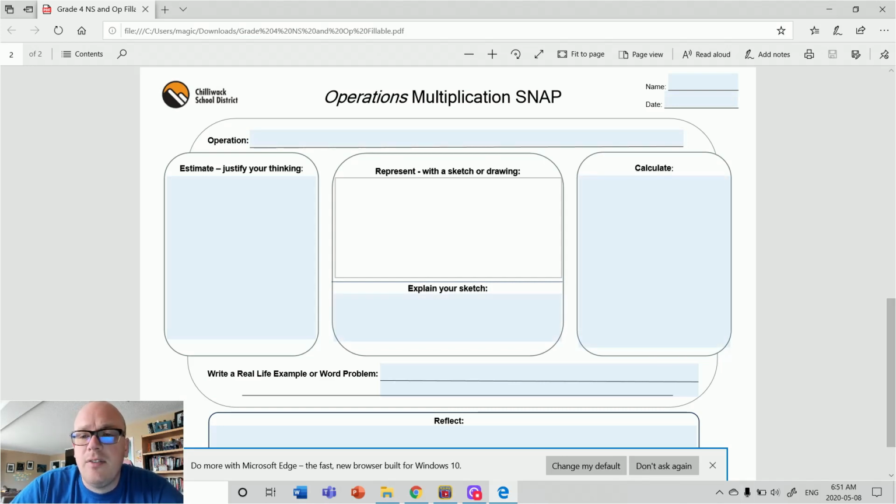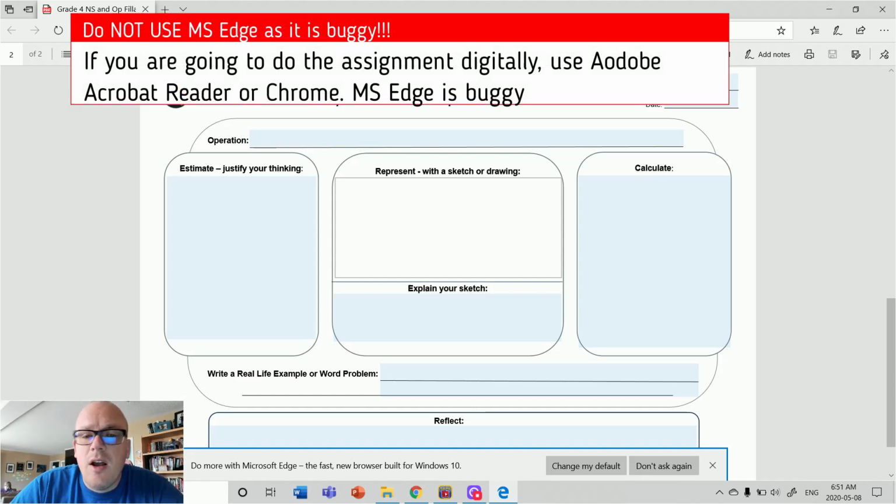The second way is you can physically print out this document. From our assignment section, download the SNAP assessment and print it out and fill out your answers in there. The third way is that you could just write your answers in on the actual assignment on the computer. Of course, you might have a hard time doing the sketch unless you got a Wacom board, but you can do everything else on there.